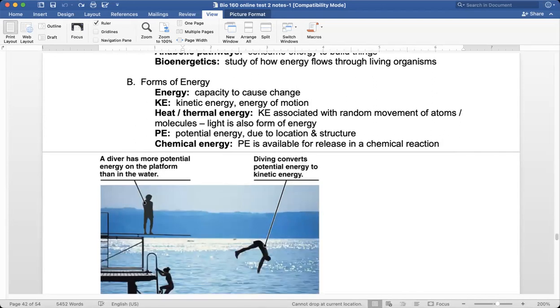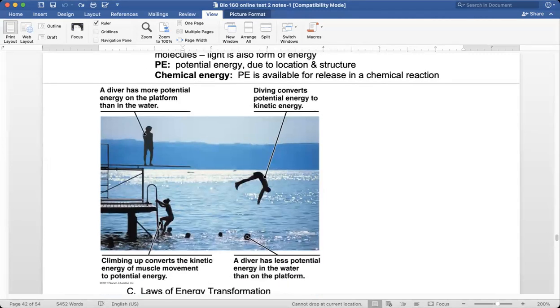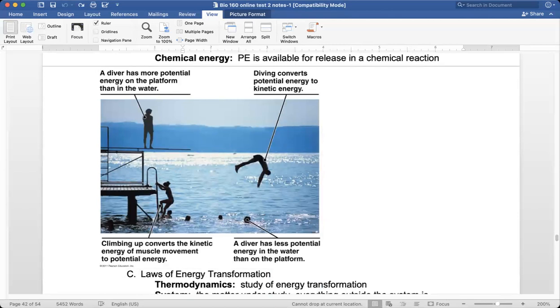Kinetic energy is the energy of movement. Heat falls into this category because you're going to have atoms moving around. Potential energy is due to location and structure. Chemical energy is an example of this, where you've got atoms that are bonded together and there's potential energy to be released from the chemical reactions they do. So you can see here, this person has potential energy because of their location. This one is exhibiting kinetic energy with their actual motions.